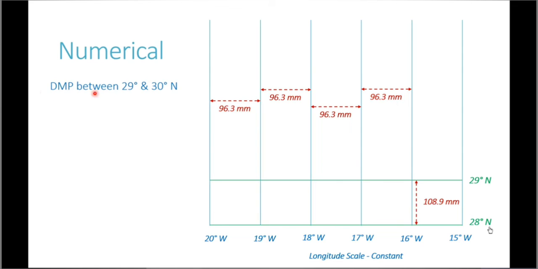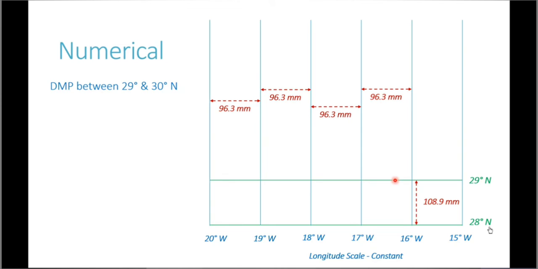Similarly, we can now find out what is the distance between 29 degree and 30 degree north parallel. Now keep in mind that the difference between the parallels of latitude will not be constant, will not be fixed, as it was in the case of meridians or longitude. Between every two longitudes, the distance was 96.3 millimeters. But this does not happen with parallels of latitude.